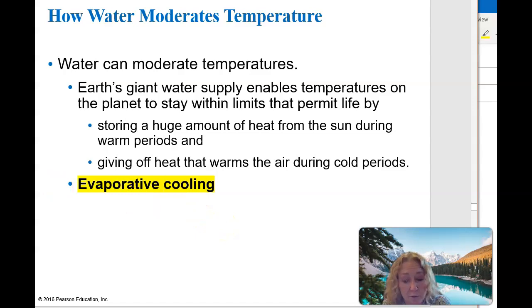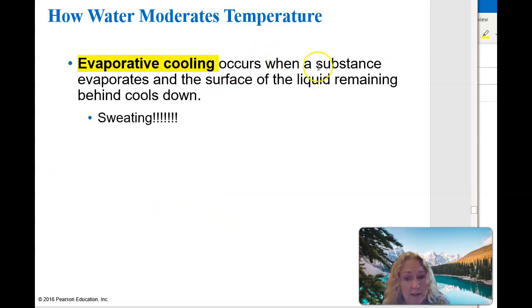Evaporative cooling. What does this mean to you? Because you do it, friends. It occurs when a substance evaporates and the surface of the liquid remaining behind cools down. Sweating. This is why going to the pool makes you cooler.